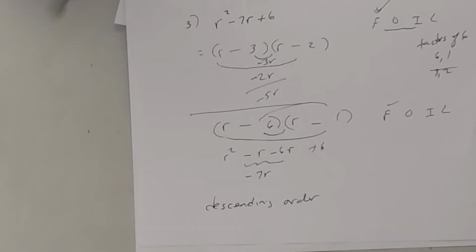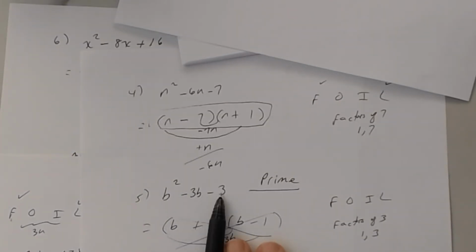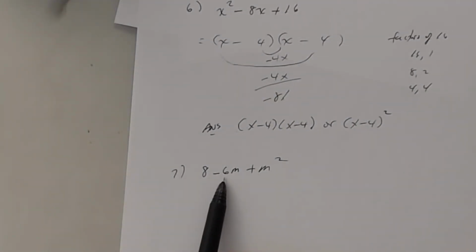You may remember that word. It sometimes helps if you put your trinomial in descending order. So number 2 is already in descending order. Number 3 was already in descending order. Number 4 was already in descending order. Number 5 was already in descending order. I went from largest exponent to the constant. But what do you notice about number 7? Is that in descending order? No. So if you want to, it is a good idea to put this in descending order.